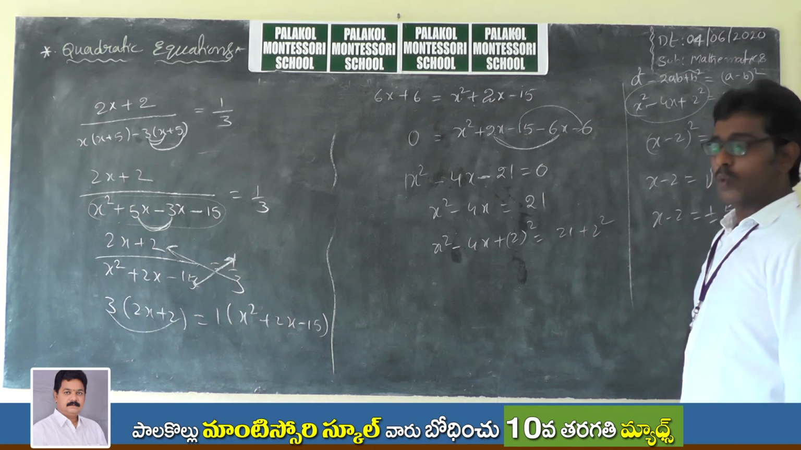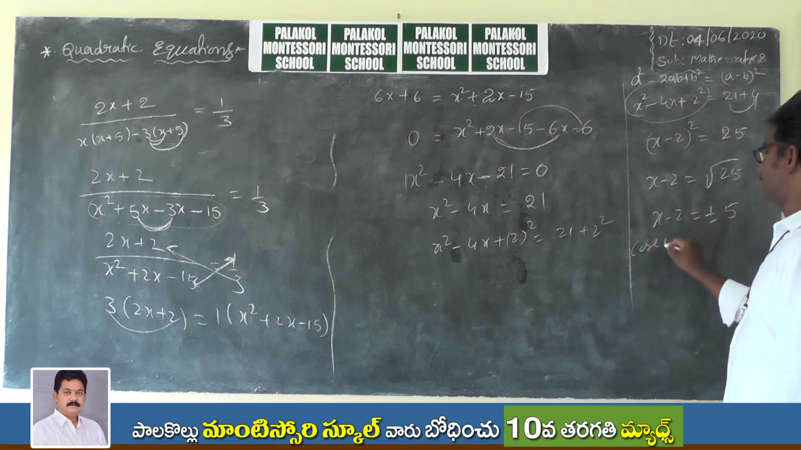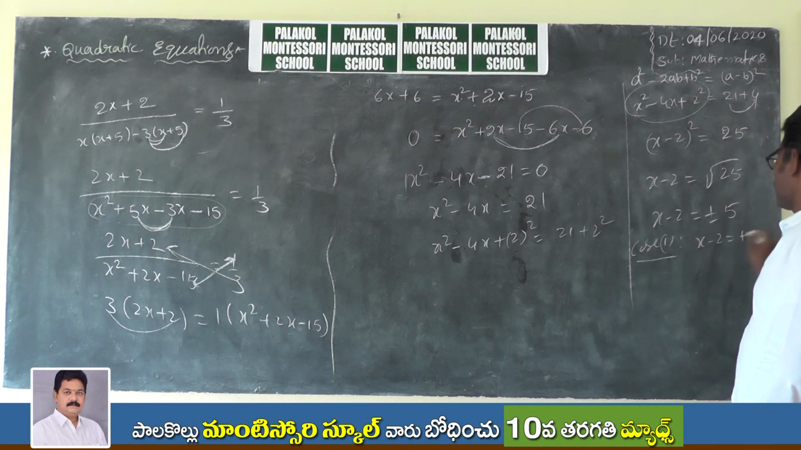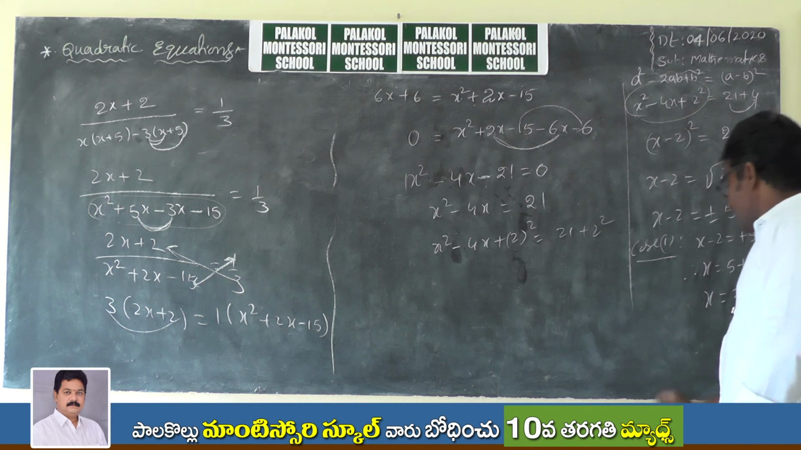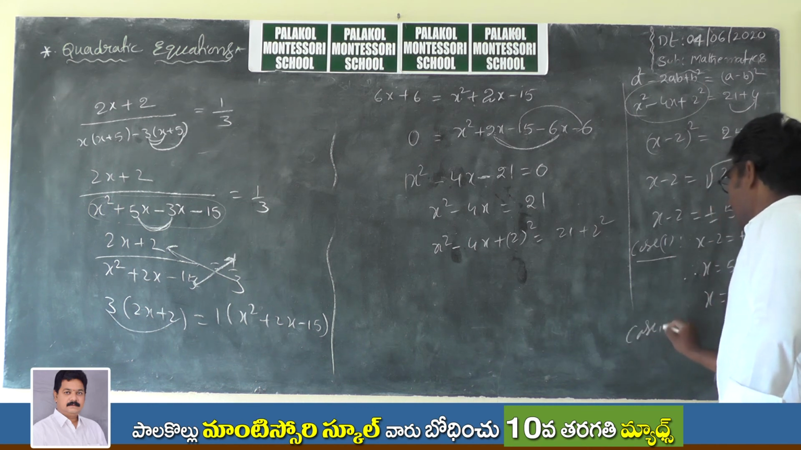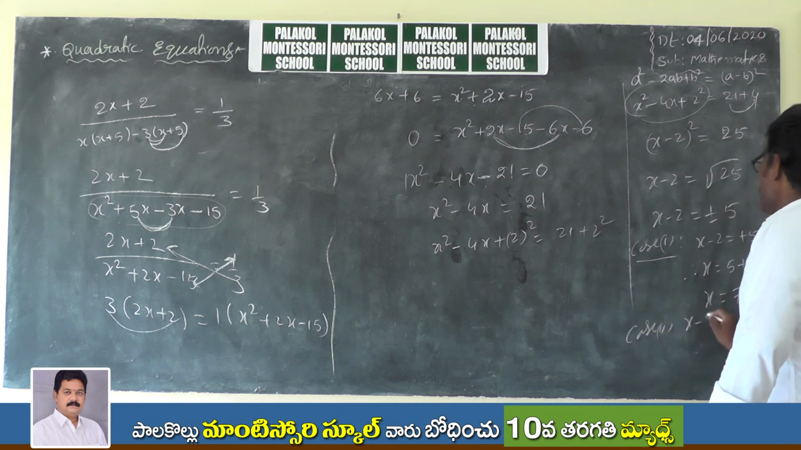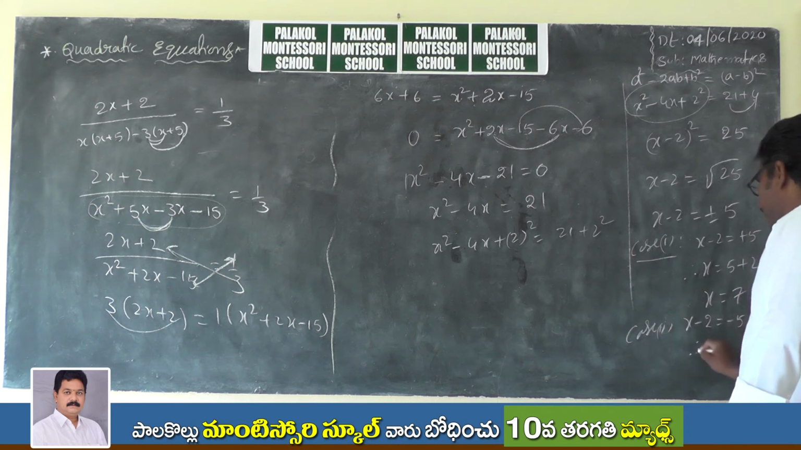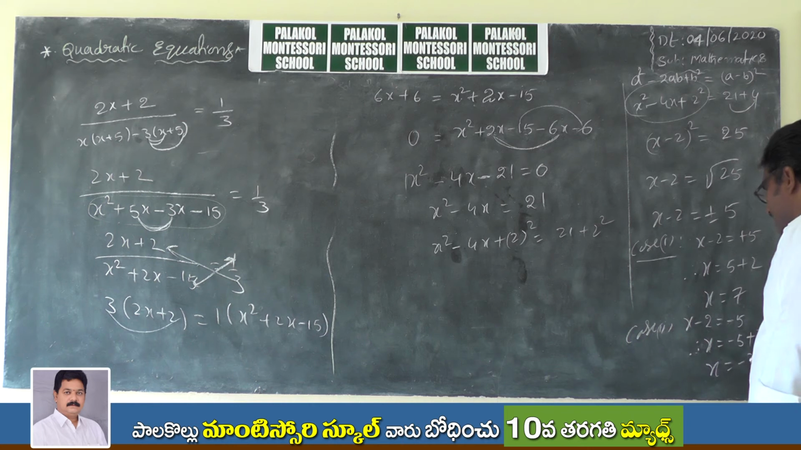Here we form two cases. Case 1: x minus 2 is equal to plus 5, therefore x is equal to 5 plus 2, x is equal to 7. Case 2: x minus 2 is equal to minus 5, therefore x is equal to minus 5 plus 2, x is equal to minus 3.